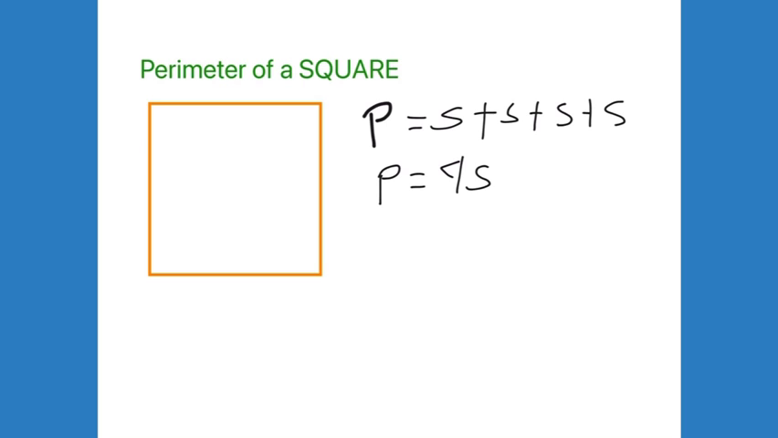Properties of a square. All interior angles are right angles. All sides are equal. Opposite sides are parallel. The diagonals are equal. And it is a special case of a quadrilateral, parallelogram, rhombus, and rectangle.